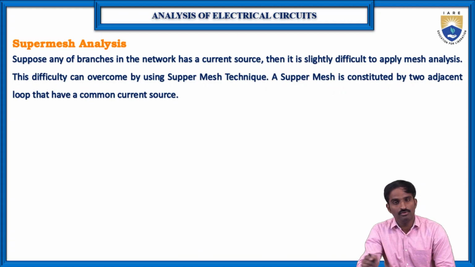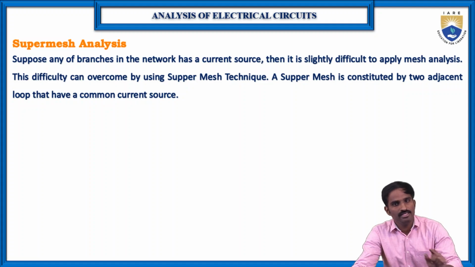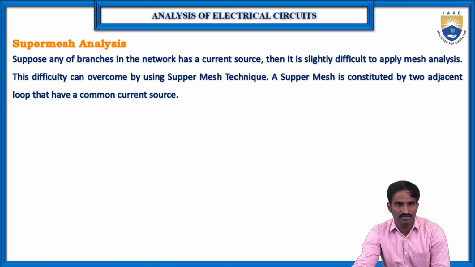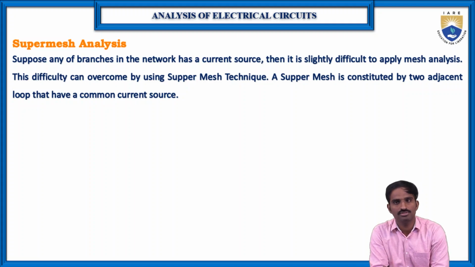Which means when there is a current source in between two loops, then we will go for the super mesh analysis. Suppose any branch in the network has a current source, then it is slightly difficult to apply the mesh analysis. This difficulty can be overcome by using the super mesh analysis technique.